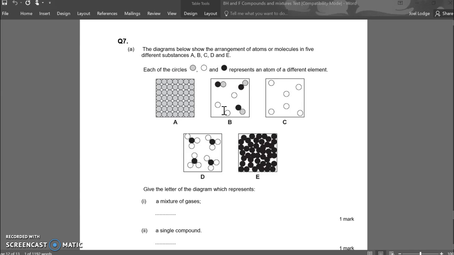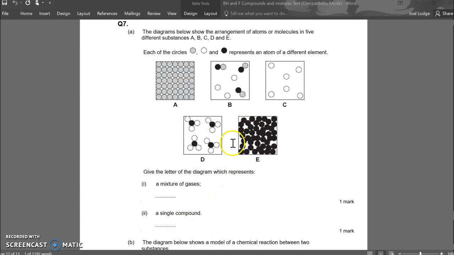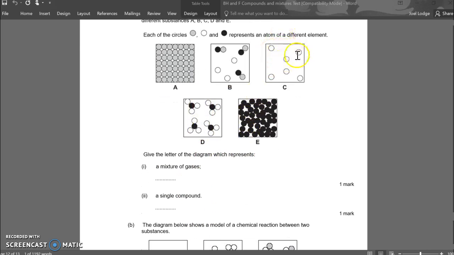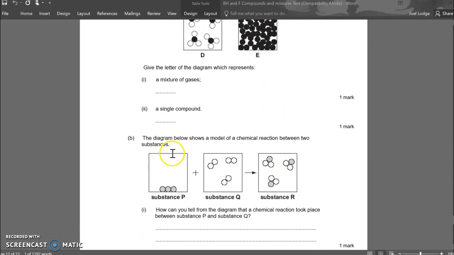Okay. A single compound, so we need a pure compound, so the compound has to be two different elements chemically joined together. There's one, and these molecules of that compound are then all the same. So that's a single compound. Whereas this is a single element, and that's a liquid element, isn't it?